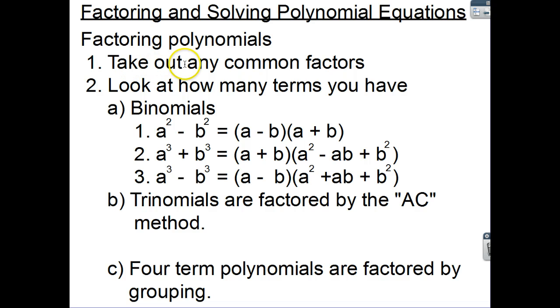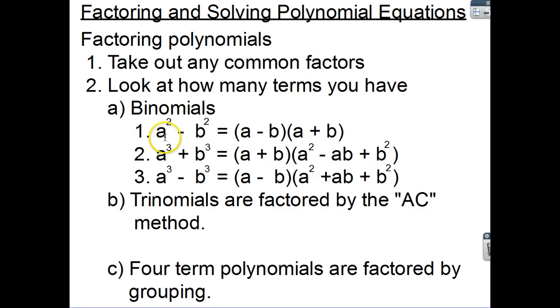Anytime you're asked to factor something, the first thing you want to do is look for and take out a common factor. The second thing is to look at how many terms you're left with. After you take out a common factor, if you're left with a binomial, there are only 3 binomials that factor beyond taking out a common factor. Sometimes all you can do is take out a common factor, and that's where you stop.